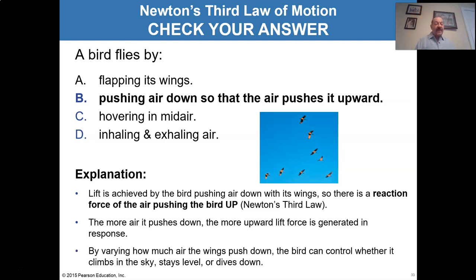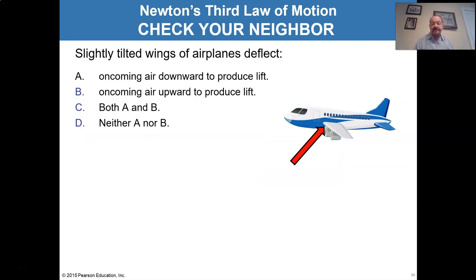By varying how much air the wings push down, and birds do that by both flapping and twisting their wings in certain orientations, they can control whether it climbs in the sky, stays level, hovers, dives down, which would be accelerating downward, or just gradually goes up. So it's constant acceleration, zero acceleration, constant velocity up or down. That would be if it equalized the two forces.